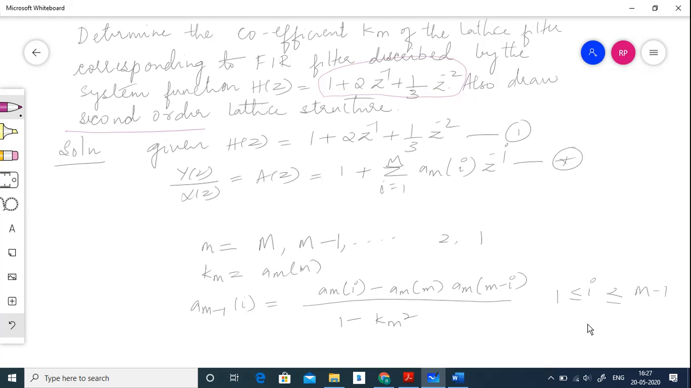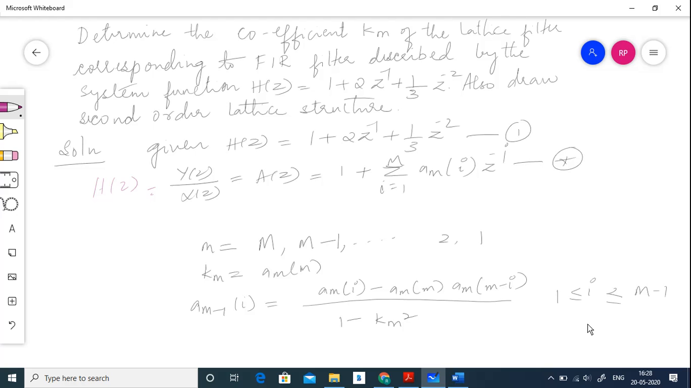So we'll take the given system function. The given system function is H(z) equal to 1 plus 2 z inverse plus 1 by 3 z power minus 2. I call that equation number 1. We know that in general Y(z) by X(z), which is H(z), is given by A(z). Why A(z)? Because we have only one numerator polynomial, that is equal to 1 plus summation i equal to 1 to m, a_m(i) z power minus i. I call this star.